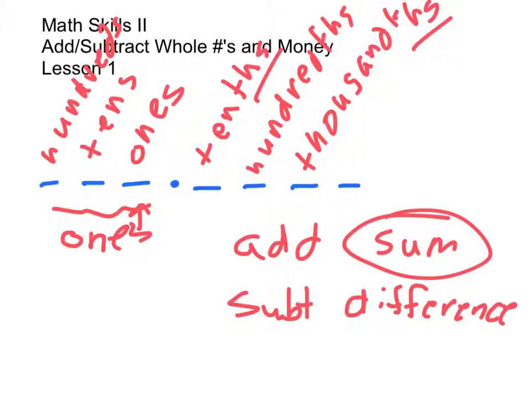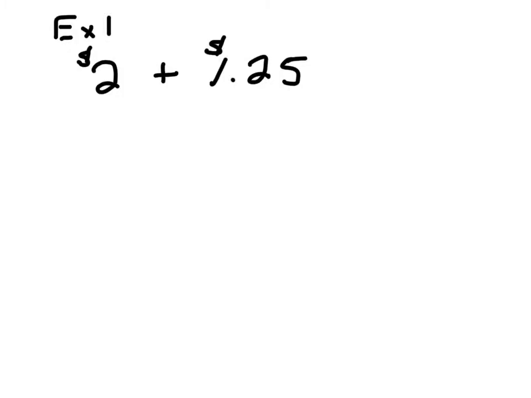All right, let's take a look at our first example. In our first example, we're going to add $2 to $1.25. So we're going to add $2 and $1.25. Now certainly you could think of this as just the whole number 2 and then add $1.25. There is a shortcut to that. But you've got to understand the background before you use any shortcuts.